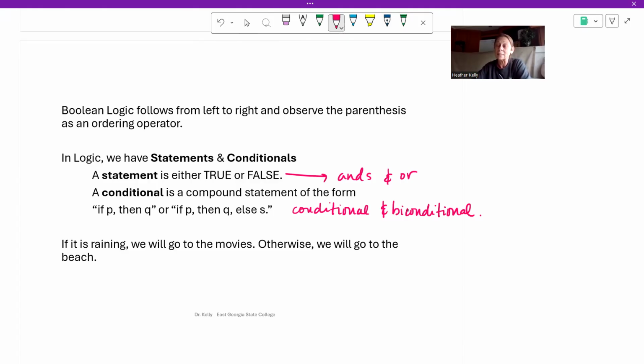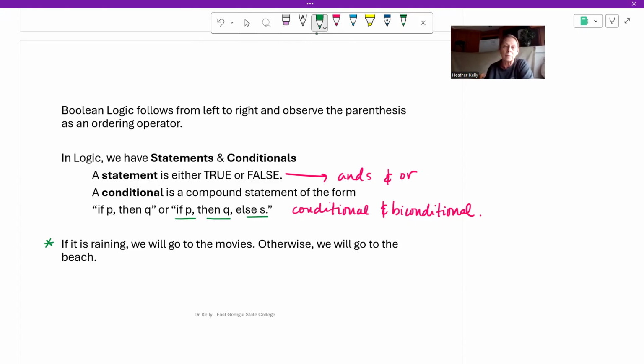But we have statements, and statements are either true or false. And a conditional is a compound statement, and we'll find that those are either going to be true or false depending on the issue. We're going to have to baby step our way in here. Now, I have a little example down here. I said a conditional could be if P, then Q, else S. Let's read my little statement here.